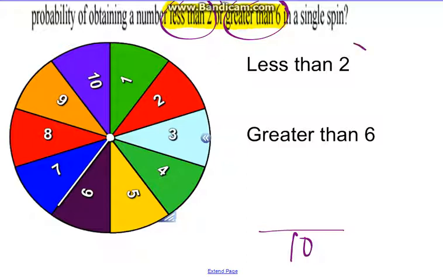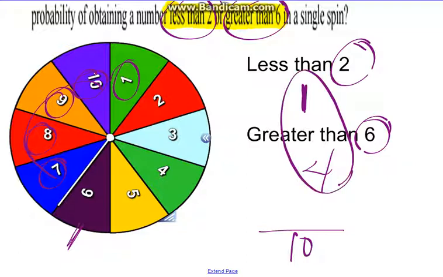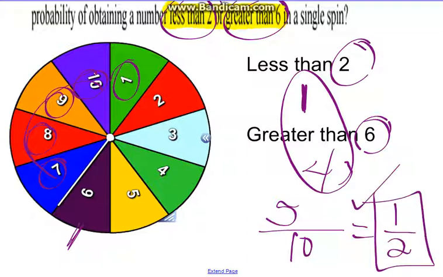We are desiring that it be less than the number 2. Well, we have one thing less than the number 2. We have one thing. And then how many things do we have greater than the number 6? Well, there's our number 6. So 7, 8, 9, and 10. We have 4 things greater than the number 6. So we have 5 different chances to land on something less than 2 or greater than 6 out of 10 spaces. So it's a 5 in 10 chance, which is 1/2. And that's our answer.